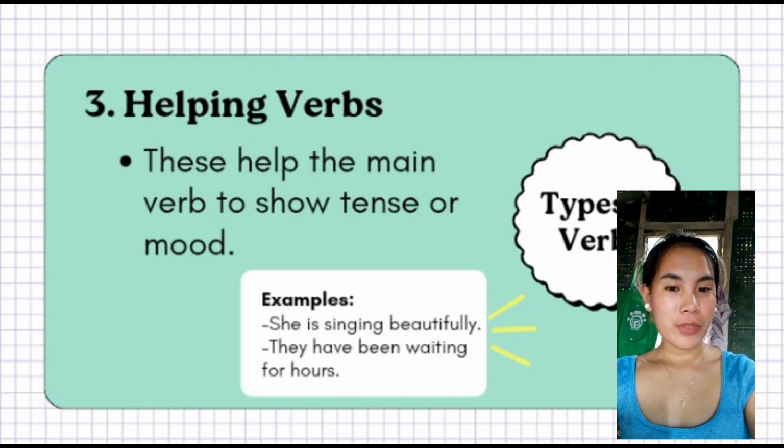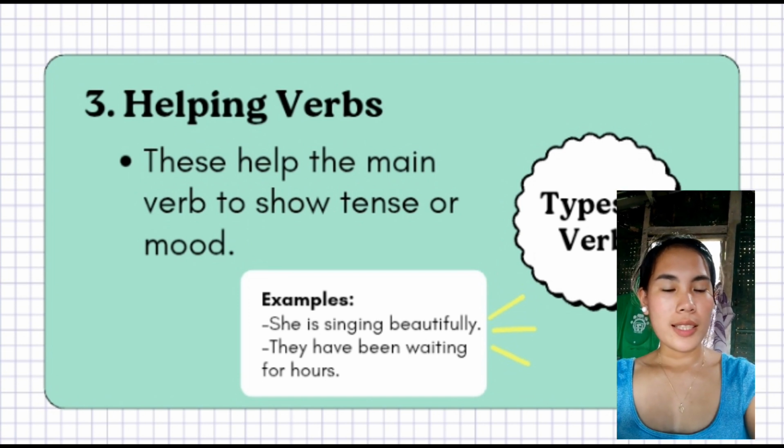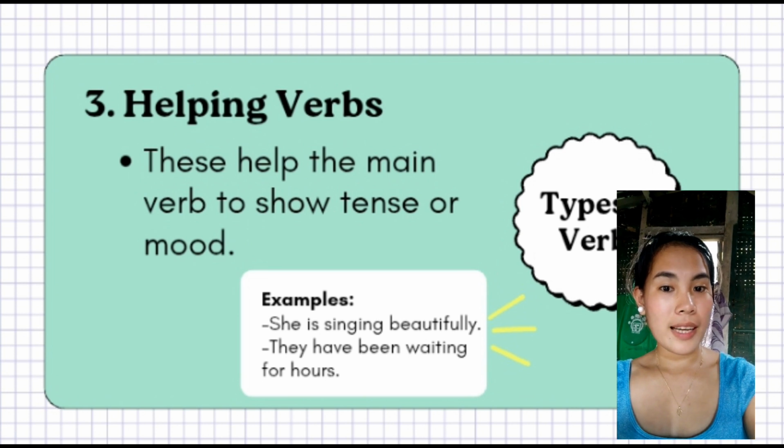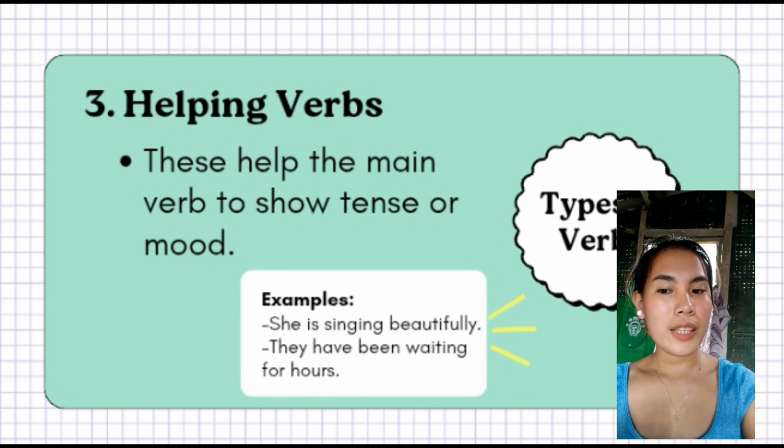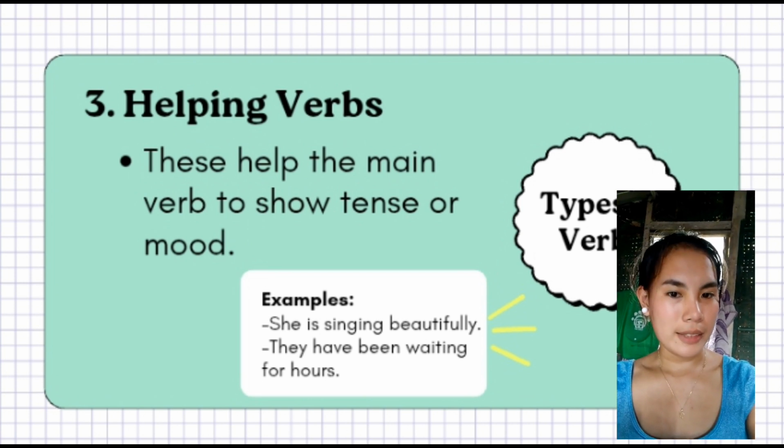The last type of verb is the helping verb. These help the main verb to show tense or mood. For example, she is singing beautifully. Here the helping verb is is. And the next one is, they have been waiting for hours. The helping verbs here are have and been.